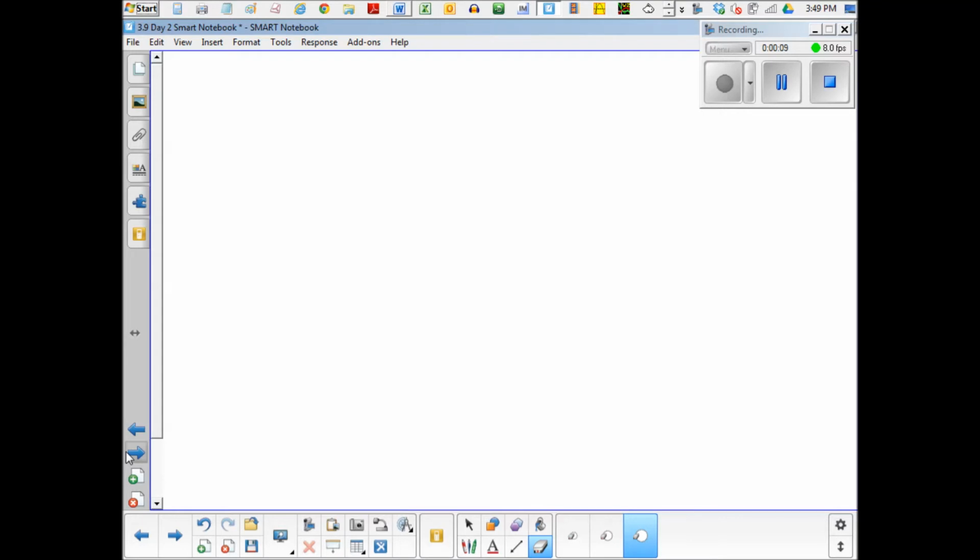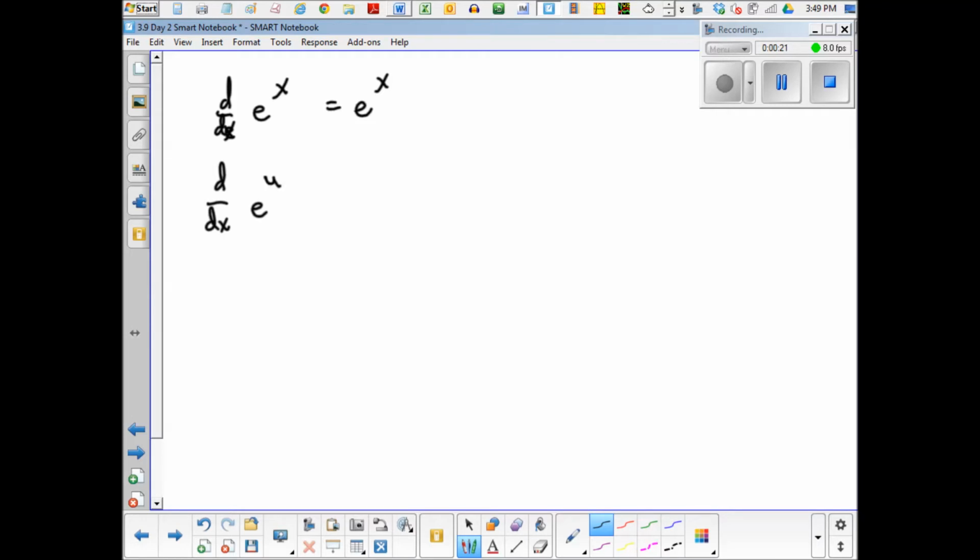Okay, so just recall that our derivative of e to the x is e to the x, or you could go with the chain rule on that and say the derivative of e to the something is e to the something times the something prime, or du dx, you could say, if you want our notation consistent.